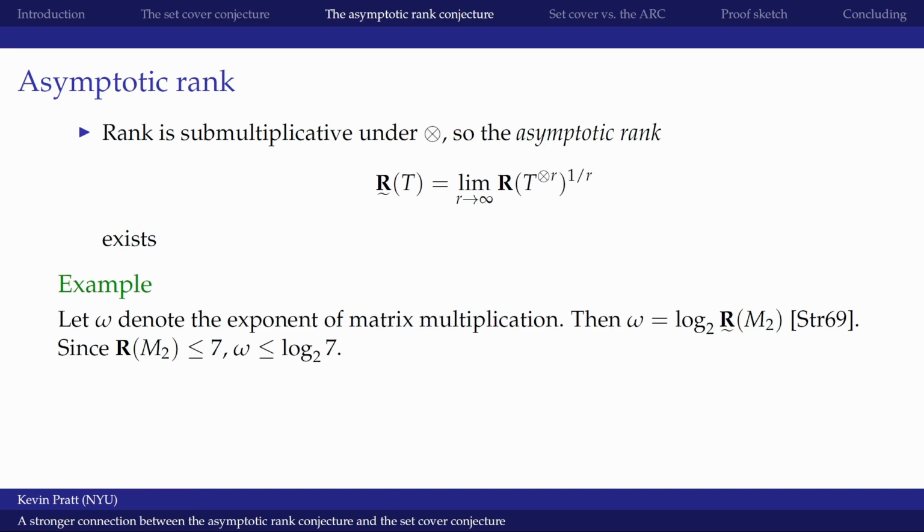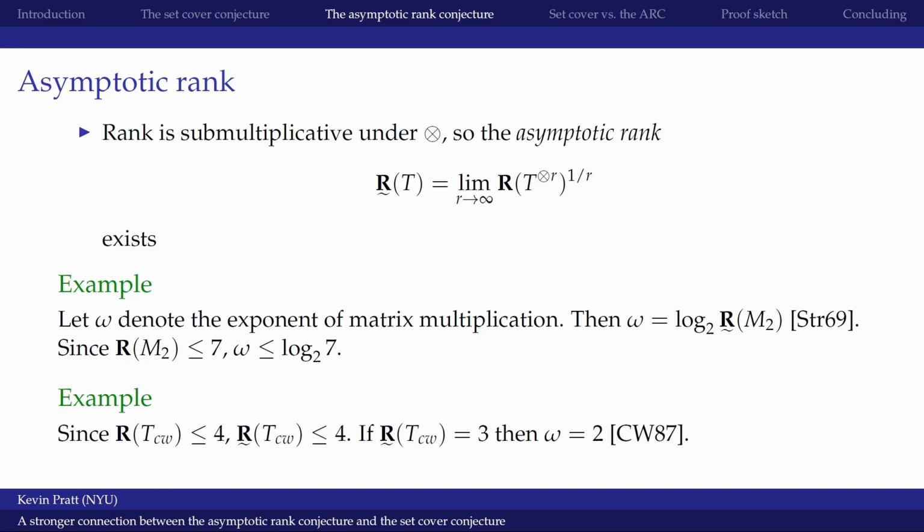So if we, for instance, use the fact that the rank of 2x2 matrix multiplication is at most 7, this theorem tells us that omega is at most log base 2 of 7, which gives that first result of Strassen's. Now, as another interesting example, we saw that the Coppersmith-Winograd tensor had rank at most 4, and therefore it has asymptotic rank at most 4. But Coppersmith and Winograd noted that if this tensor has asymptotic rank 3, then this actually implies that omega equals 2.